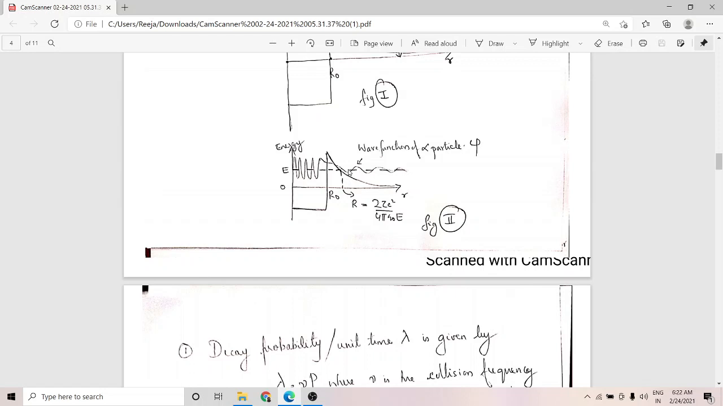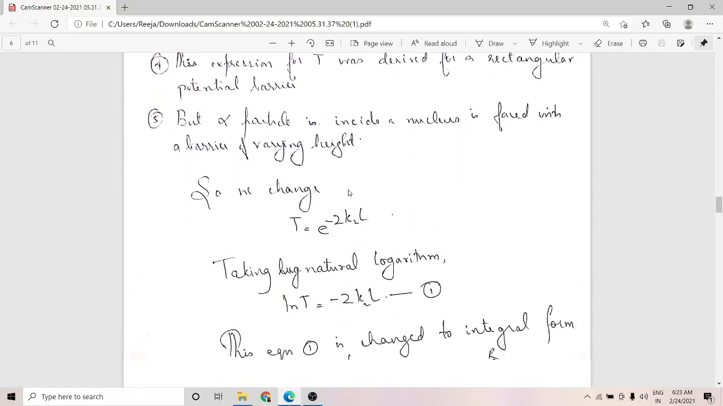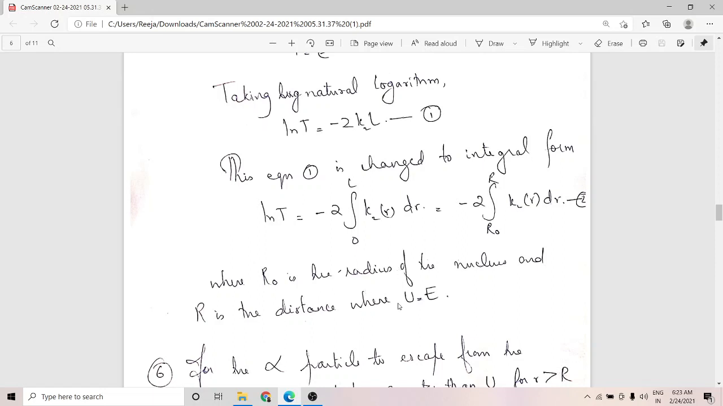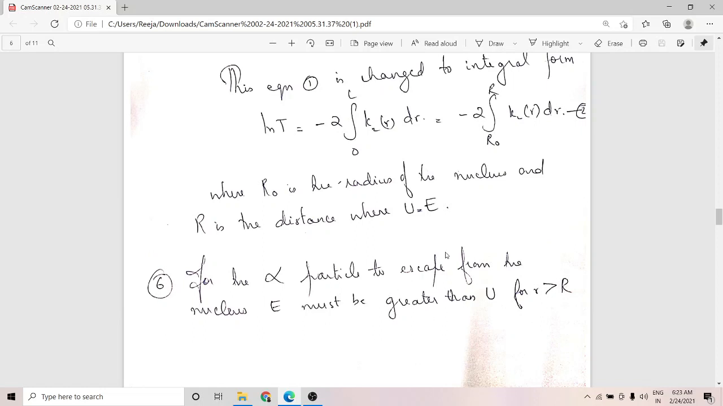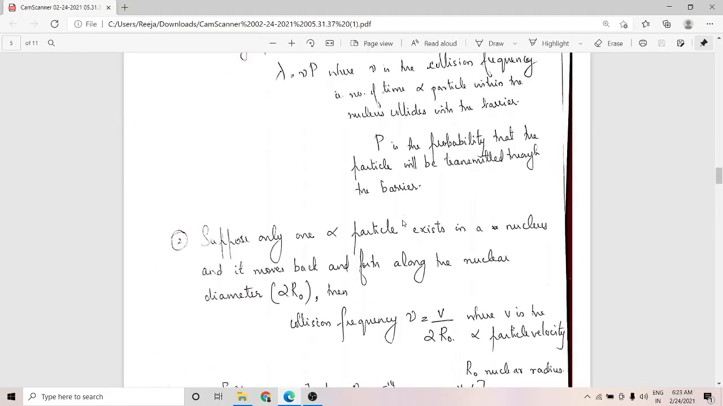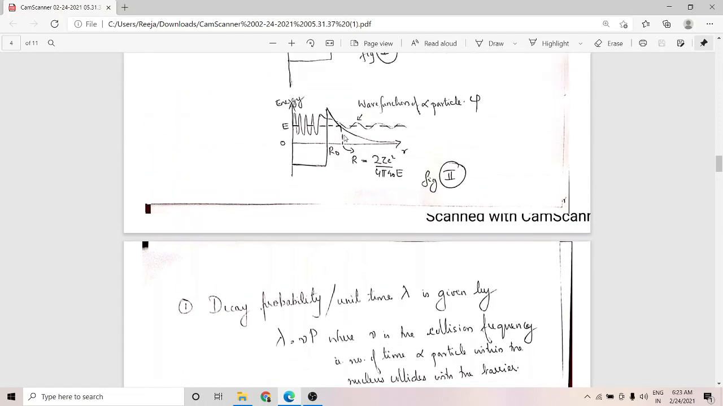After that, the energy of the barrier is less than that of the alpha particle. E represents the energy of the alpha particle, and after R, the energy of the barrier is less than that of the alpha particle. So the particle will surely come out. So we have to bother only about the transmission probability between R0 and R, so we are integrating within the limits R0 to R. Here R0 is the radius of the nucleus and R is the distance where the energy of the particle becomes equal to the energy of the potential barrier. Once that distance is reached, the alpha particle simply comes out of the nucleus.